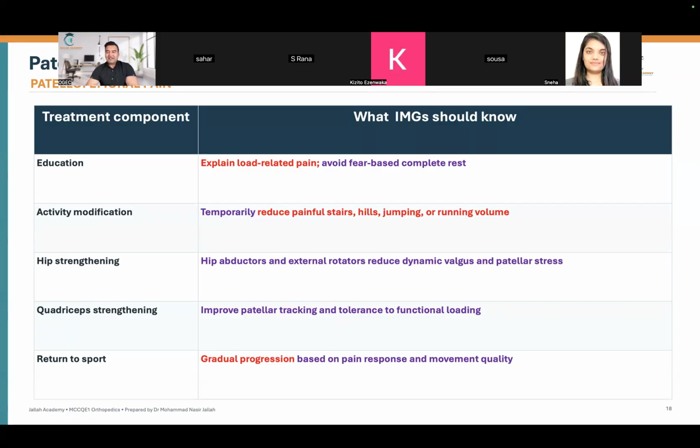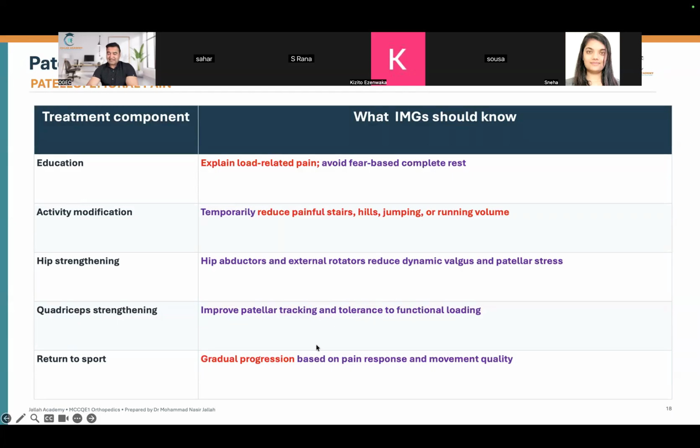Now, how can we make him good enough to start that activity? We have to work and strengthen the muscles around the joint, like hip strengthening: hip abductor, extensor, rotator, to reduce dynamic valgus and patella stress. Quadriceps strength, again, any pain, any abnormality in the knee, you have to work on your thigh. You have to work on your quadriceps. You have to work on the calf. You have to build those muscles around it to hold it in place. Improve the patella tracking and tolerance to functional loading.